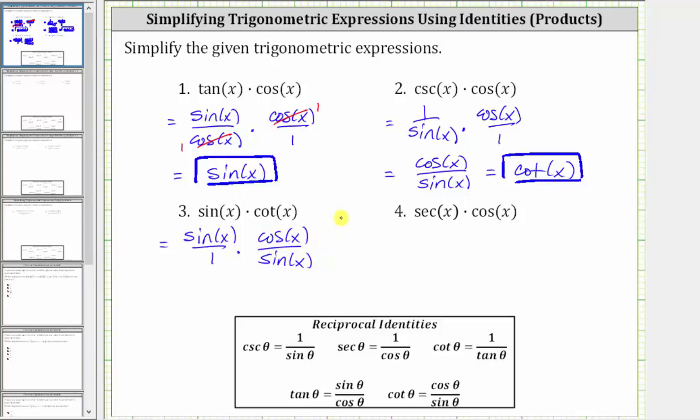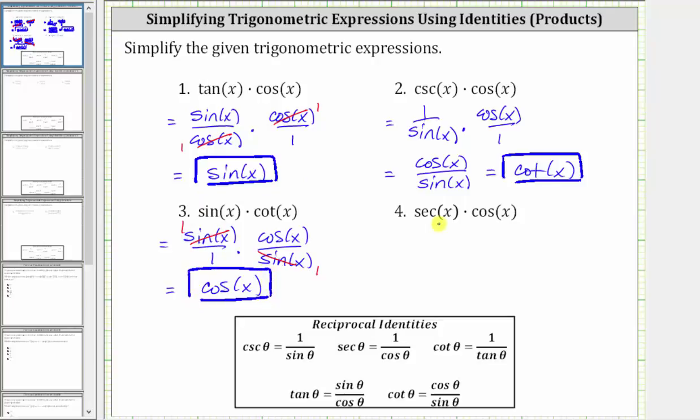Again, we can simplify before multiplying, because there's a common factor of sine x between the numerator and denominator. There's one sine x here and here, leaving us with 1 times cosine x, which is cosine x. Sine x times cotangent x equals cosine x.